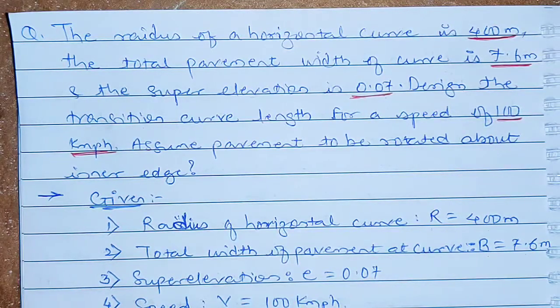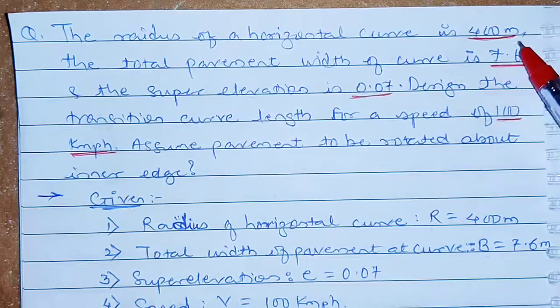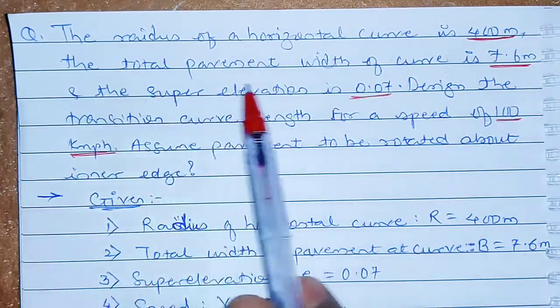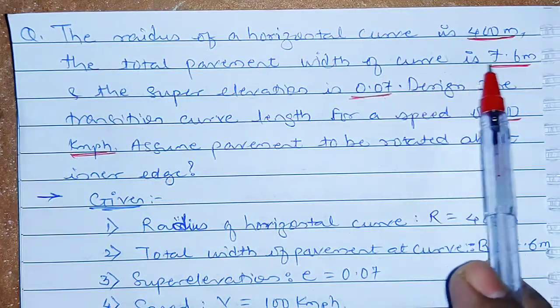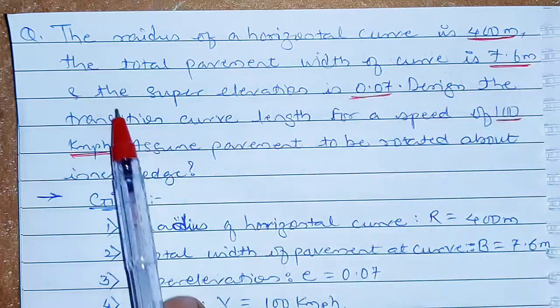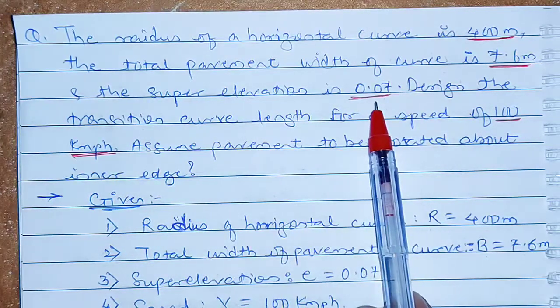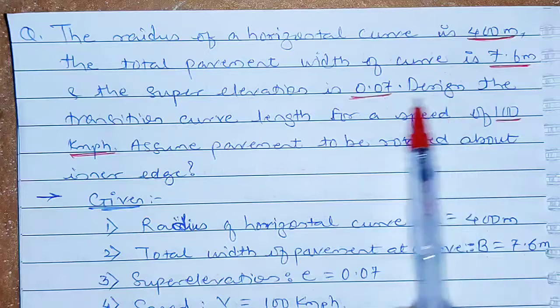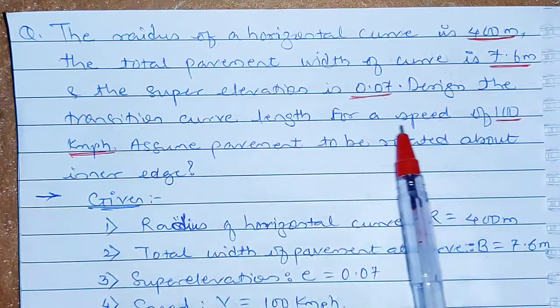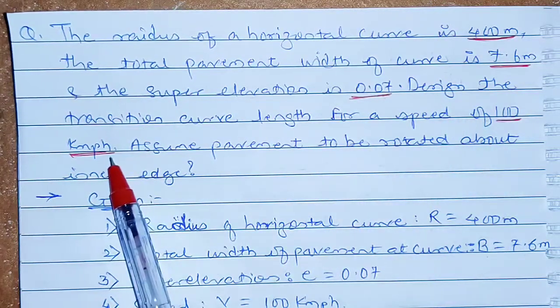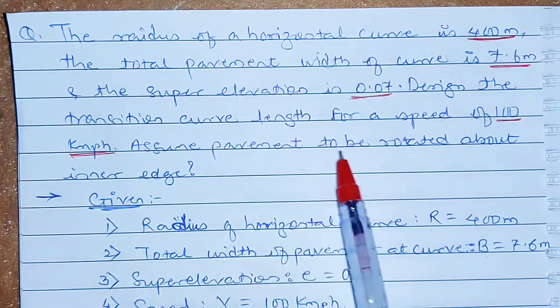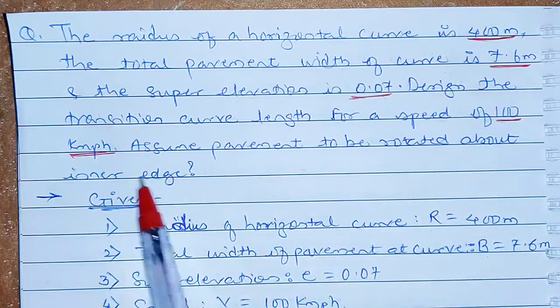The radius of a horizontal curve is 400 meters and the total pavement width of the curve is 7.6 meters and the super elevation is 0.07. Design the transition curve length for a speed of 100 km per hour. Assume the pavement to be rotated about the inner edge.